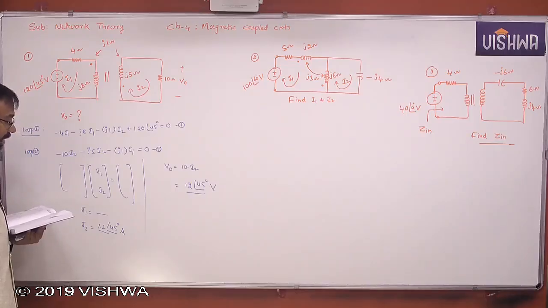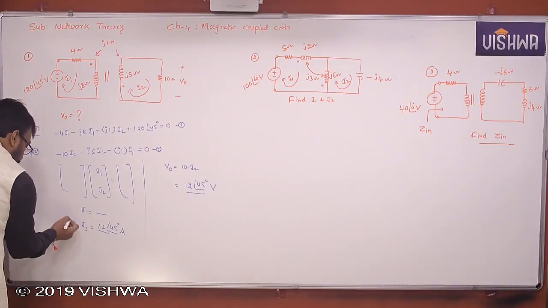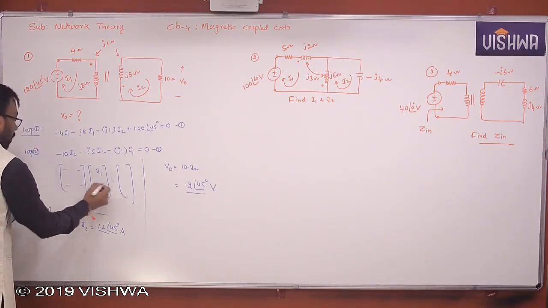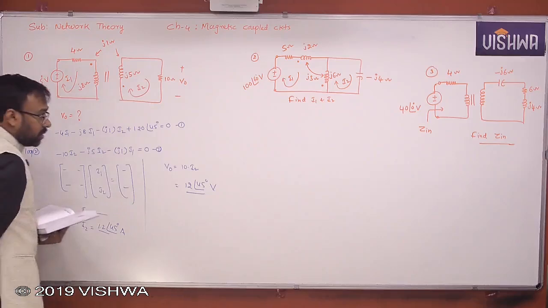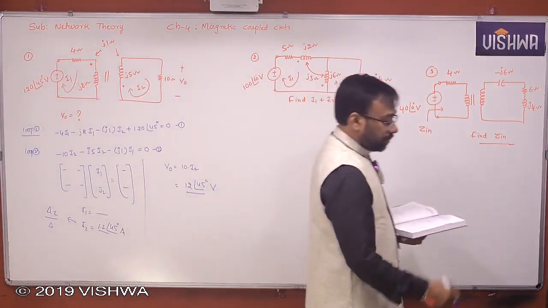I2 is nothing but delta 2 by delta. I think all of you know it, Cramer's rule, delta 2 by delta. So what are these values and all? You can arrange the equations into matrix form.